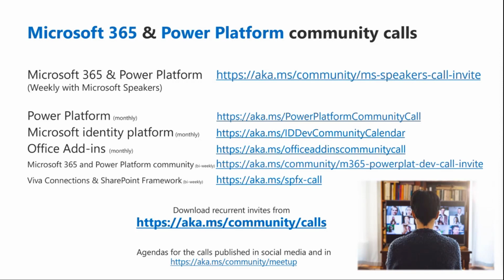If you download the recurrent invite, it will adjust the time zones properly, so you know exactly when the calls are actually happening. And if you're wondering where you could see agendas for these things, we do publish them in social media, and you can also register to the meetup at aka.ms/community/meetup. From there, a week before, typically on Wednesday or Thursday of the previous week, we always share the agendas for upcoming community calls. So it's an easy way of knowing what's coming up.